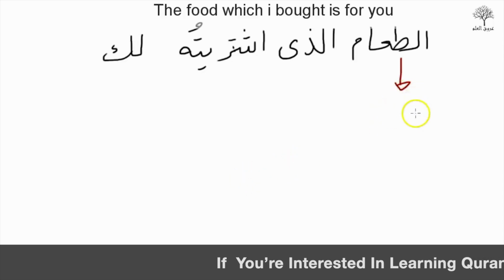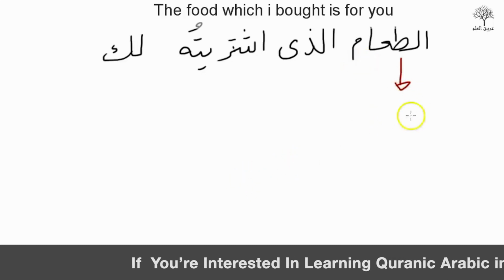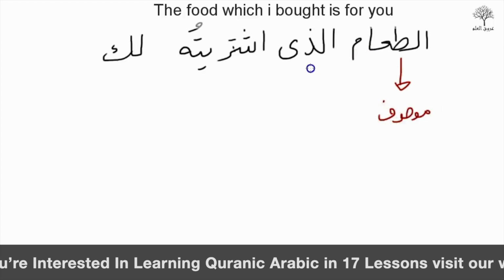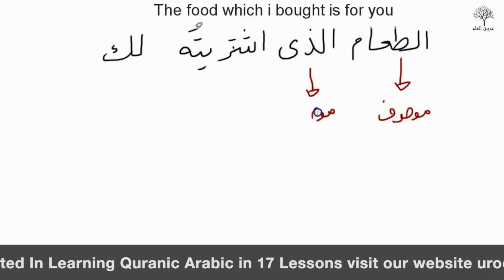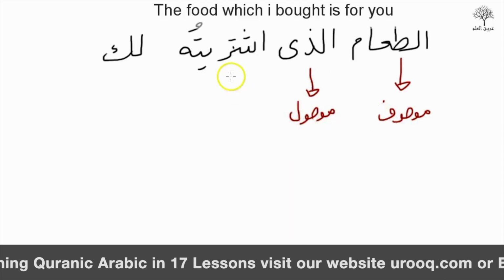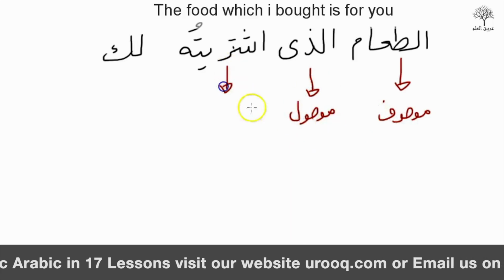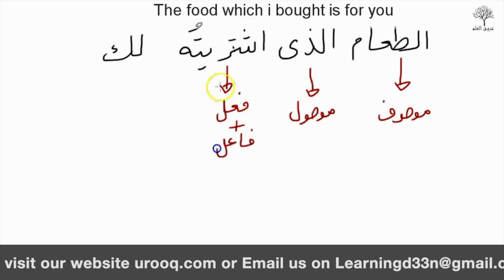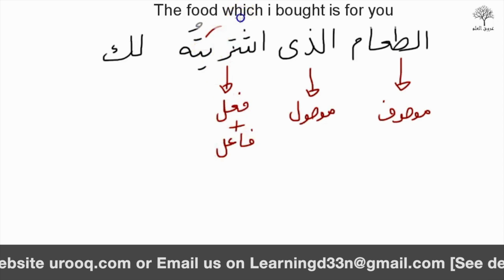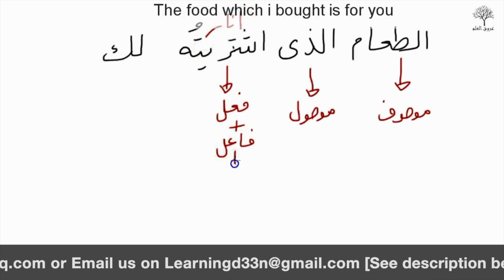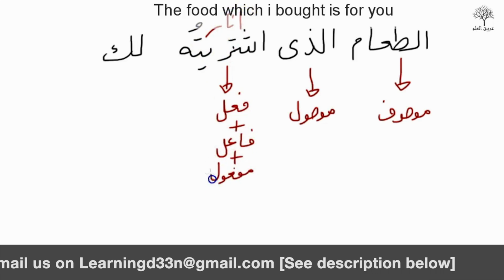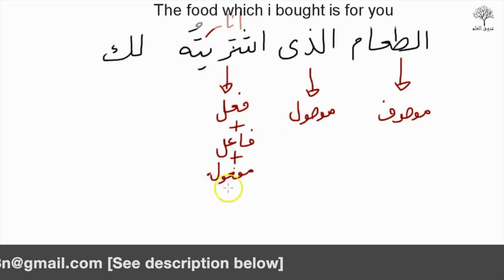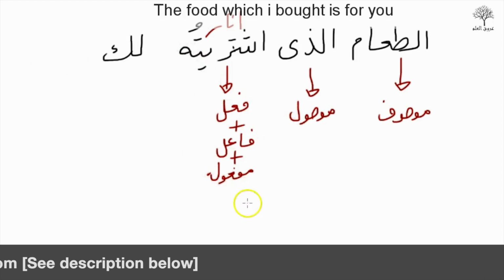So okay, at-ta'am, we're going to make at-ta'am into mawsoof. Alladhi is the mawsool. Ishtaraytuhu is a fi'l plus the fa'il, which is tu, the damir ana, plus the maf'ul bihi, which is hu. So all that put together makes the sila.